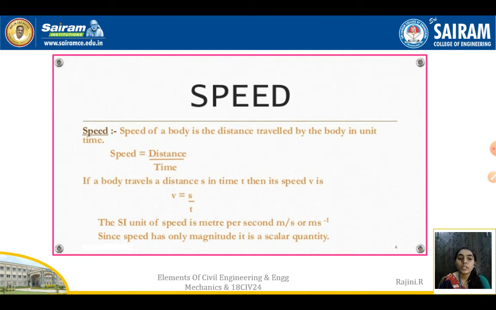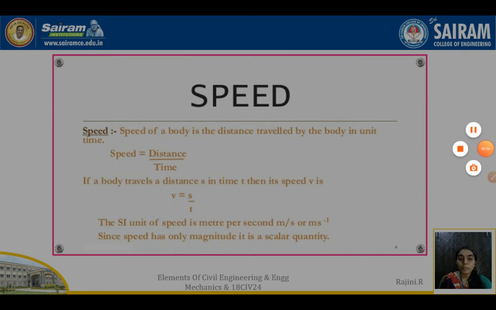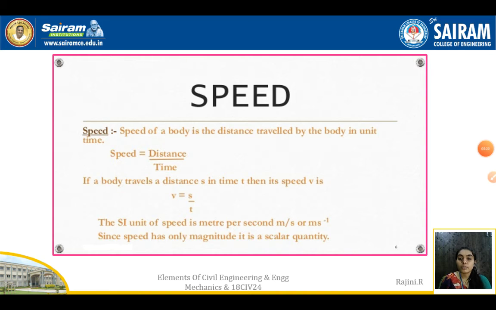Okay, next one we will see the definition of speed. The speed of a body is the distance traveled by the body in unit time, that is, distance divided by time. So if a body travels a distance s in time t, then its speed v is v equal to s by t, right?